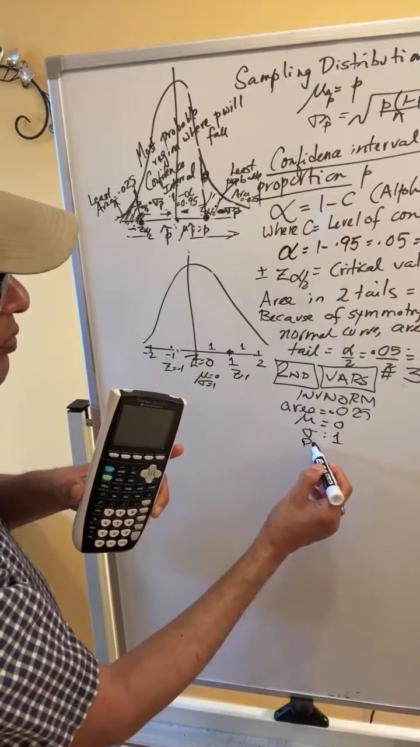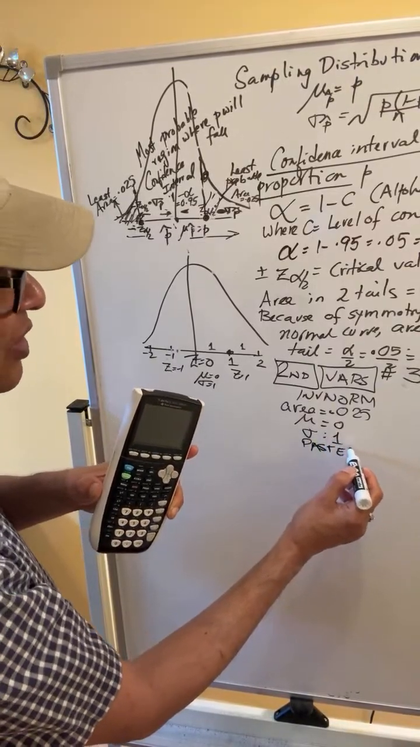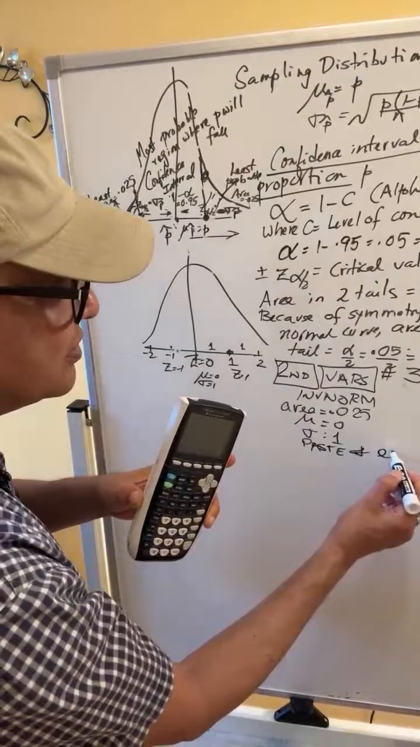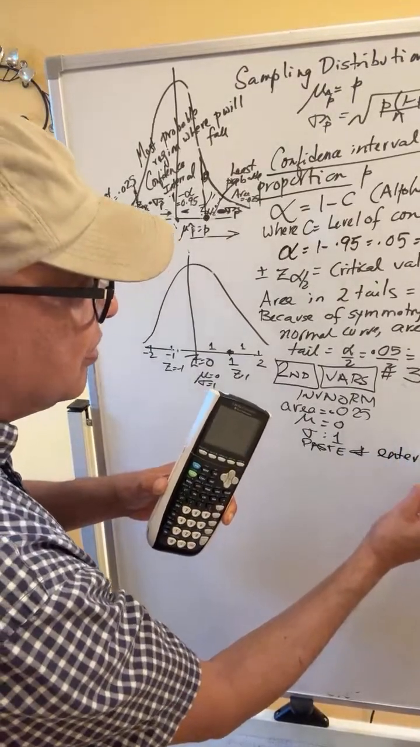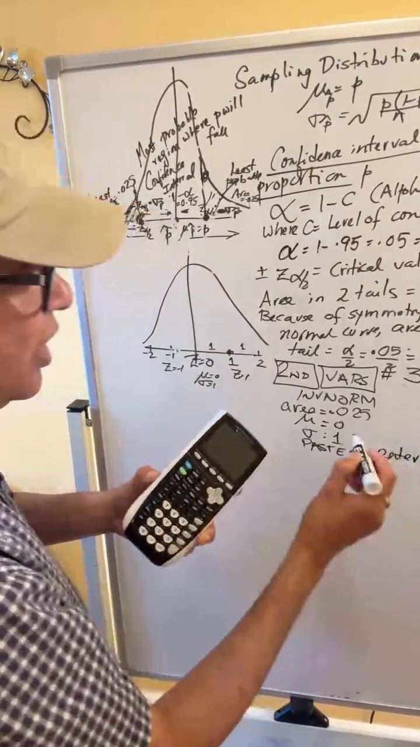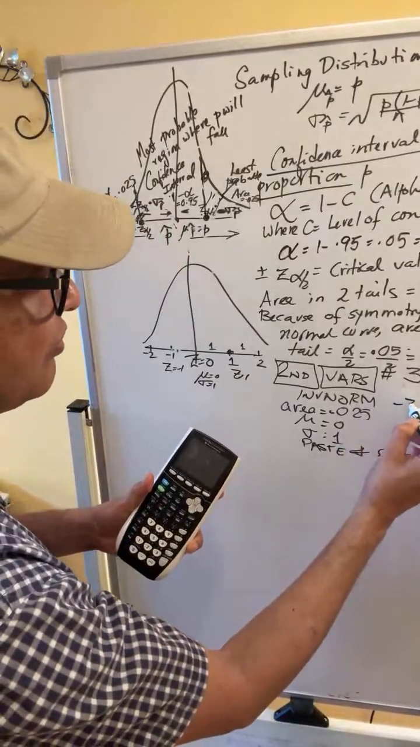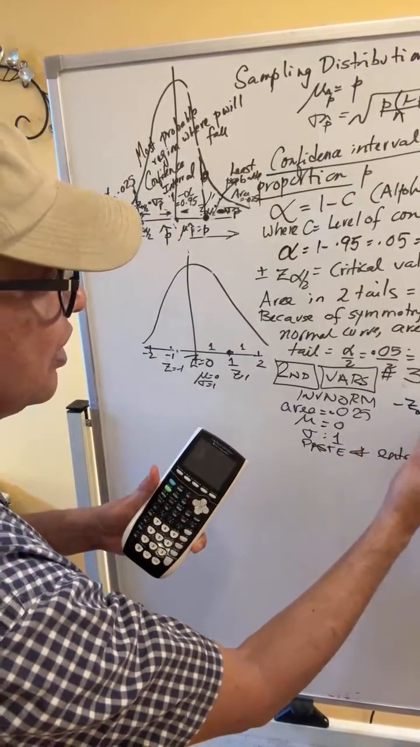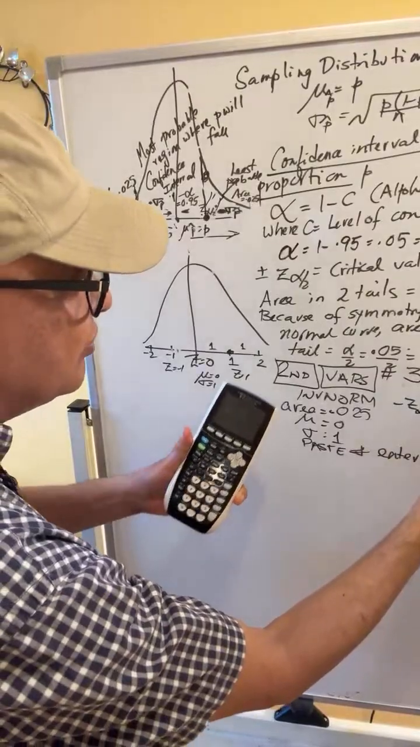These are already set up in the calculator. Then we'll go down to paste and hit enter twice. And the minus z alpha by 2 will come out as 1.96.